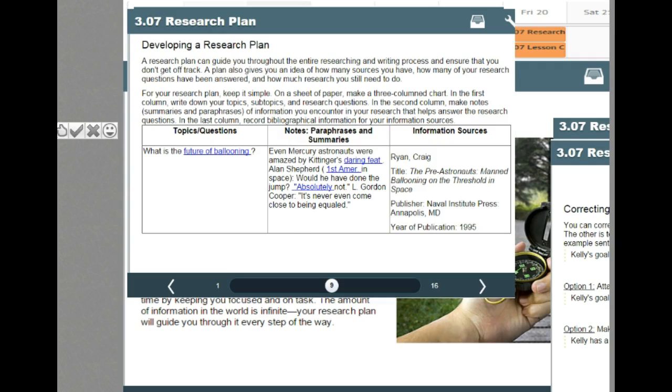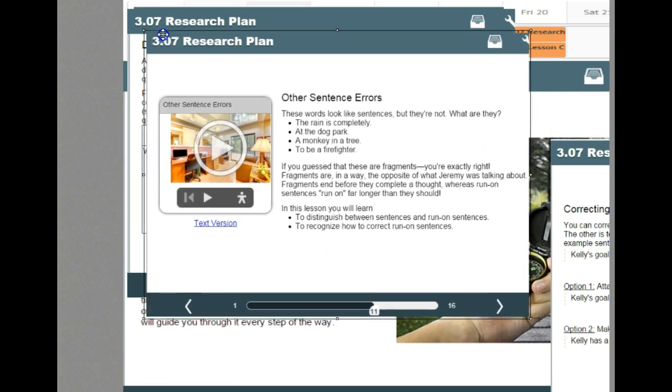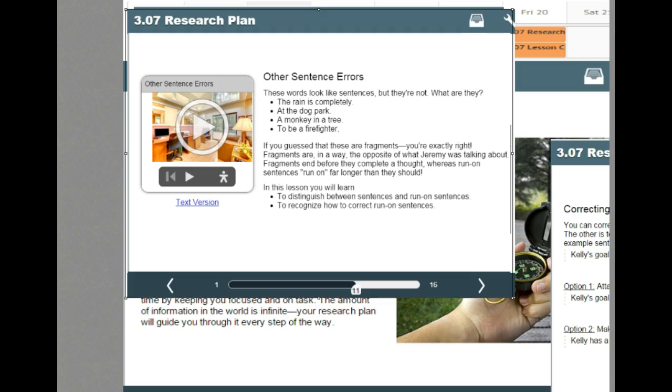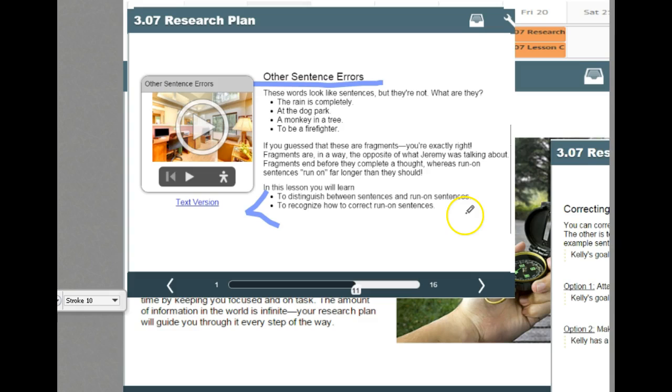Then it goes further into the plan itself. What do you do in a plan, and what do you do when you're paraphrasing and summarizing, which we've been working on. Next, it goes into grammar on slide 11 of 16. And for this, you're going to need to make sure that you know these sentence errors, which are fragments. And you need to be able to distinguish between a sentence and a run-on sentence, and how to correct run-on sentences. So what do you do? And so make sure you know this information here.